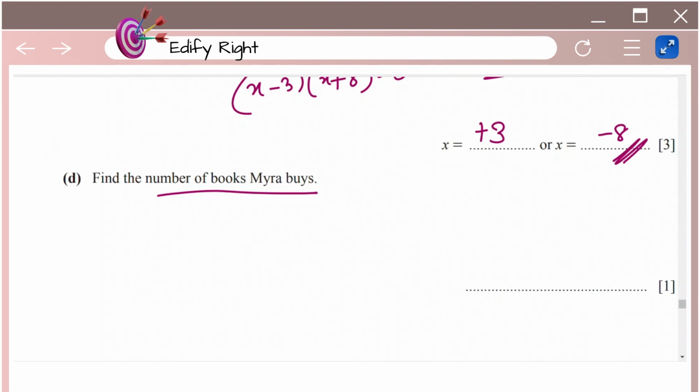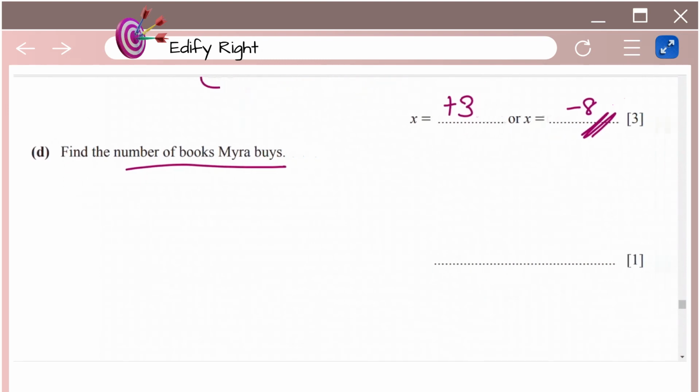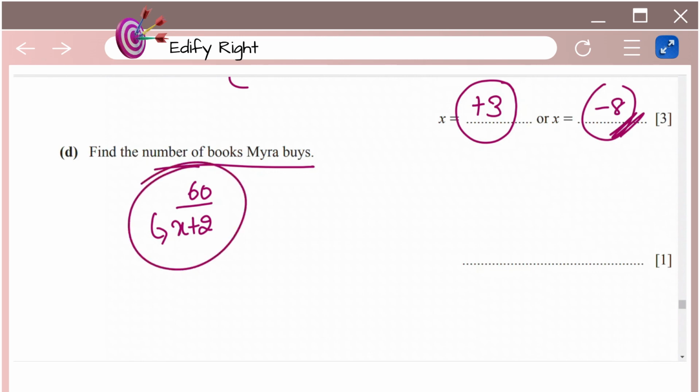Now find the number of books Myra buys. So for this you just need to take the value of x and substitute it in the equation. We already know that the number of books Myra buys is represented by the expression 60 by x plus 2, right? Now just substitute the value of x. Which value to substitute? Is it 3 or is it minus 8? Now x cannot be a negative value here, because if we take minus 8, we're going to get the answer in a negative, which is not possible for the number of books. It's always positive. So that's why we're going to take x equal to 3.